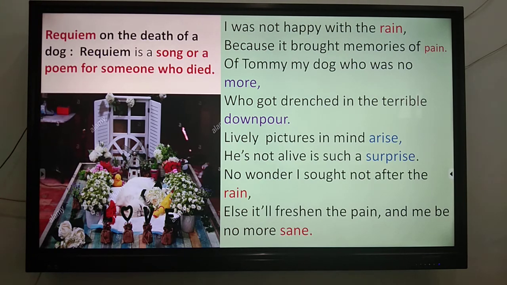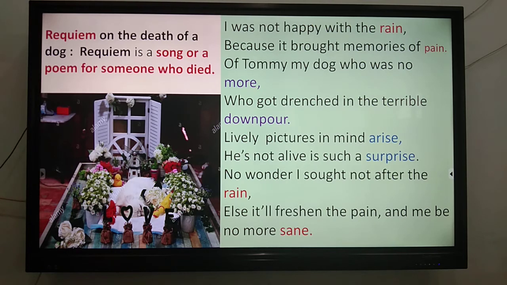And what is the poem? I was not happy with the rain because it brought me memories of pain, rain pain, of Tommy my dog who was no more, who got drenched in the terrible downpour. Lively pictures in mind arise, he's not alive is such a surprise. No wonder I sought not after the rain, else it'll freshen the pain and me be no more sane.